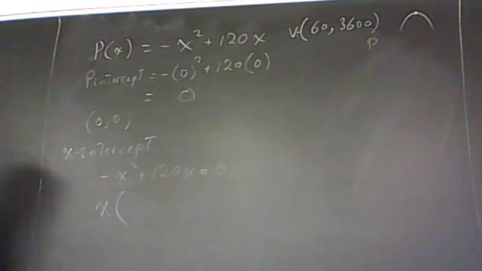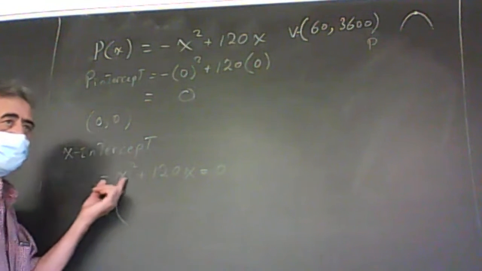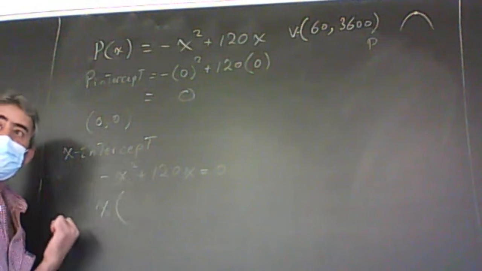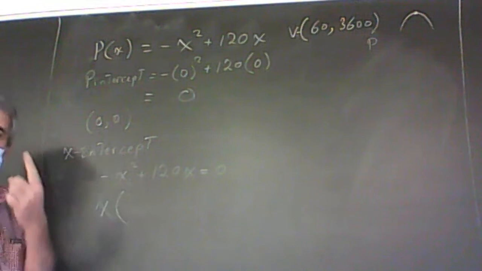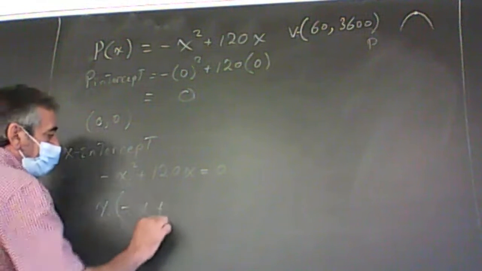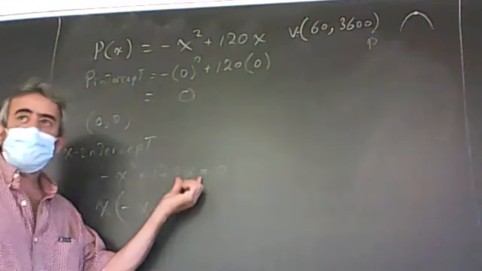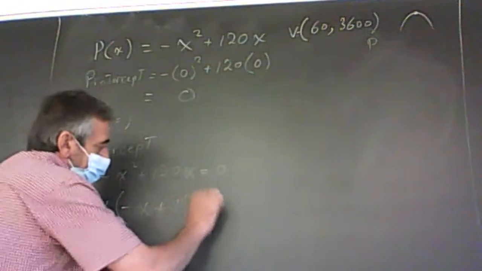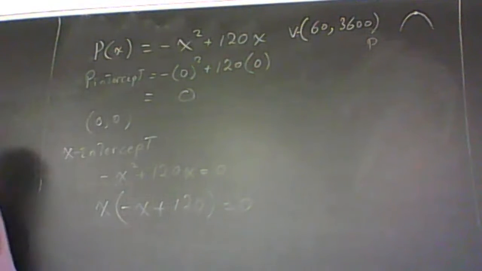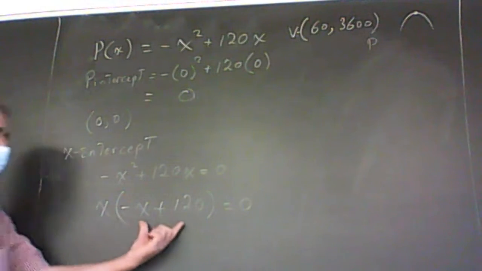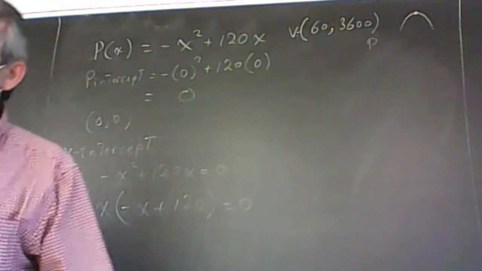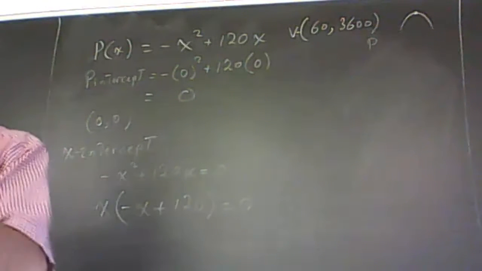So when I factor out x, what's left in it? We had negative x squared. We took one x. How many x left? 1 minus x plus, if we take that x from here, what's left? 120. So far, so good. So now we do have a product of two numbers equal to 0, which indicates one of those must be 0.